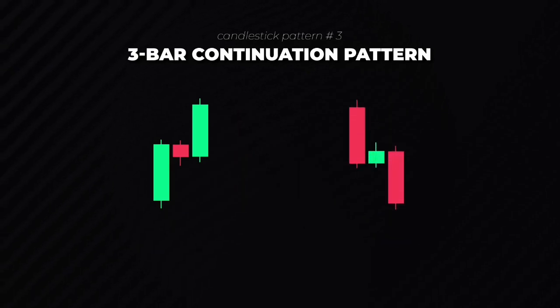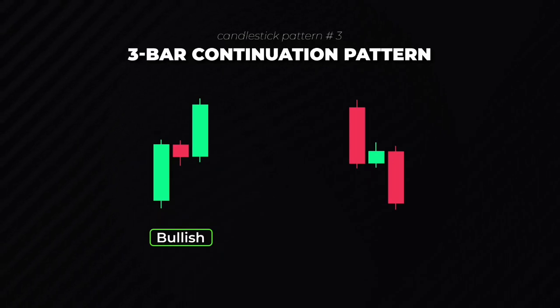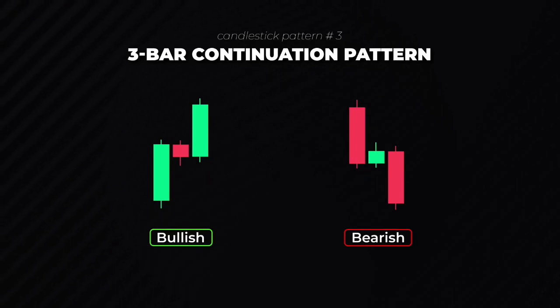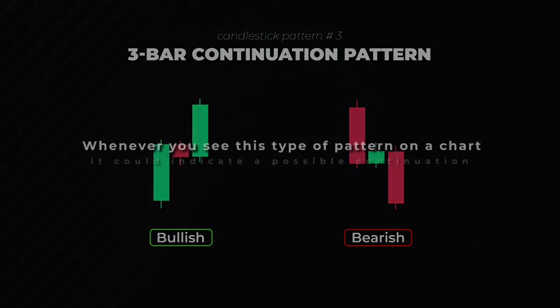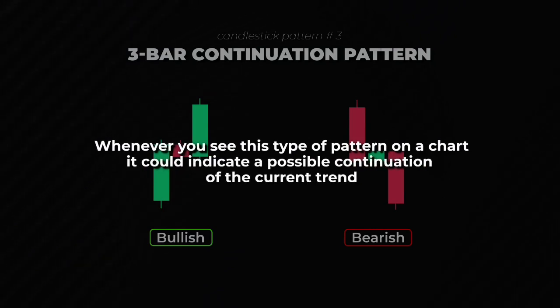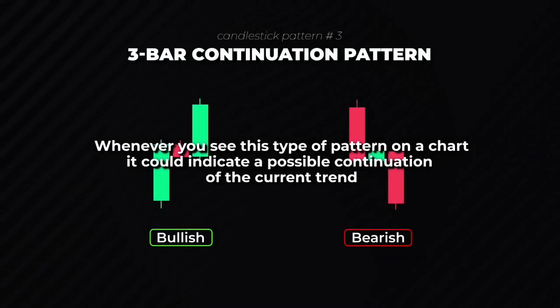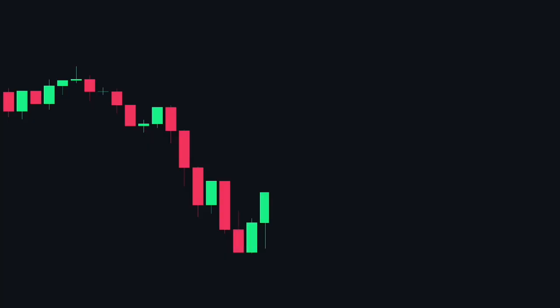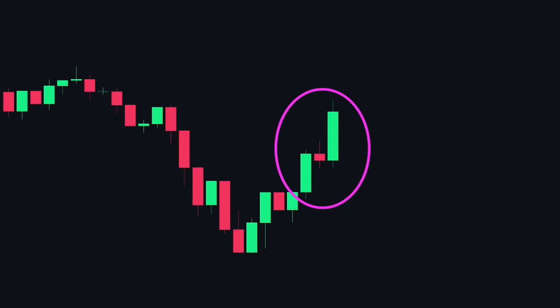There are 2 types of 3-bar continuation patterns. A bullish pattern, where the first and third candles are large green candles, with a small red candle in the middle. And a bearish pattern, where the first and third candles are large red candles, with a small green candle in the middle. Whenever you see this type of pattern on a chart, it could indicate a possible continuation of the current trend. For example, if the price is in an uptrend and a bullish 3-bar continuation pattern forms, it suggests the price may continue rising.